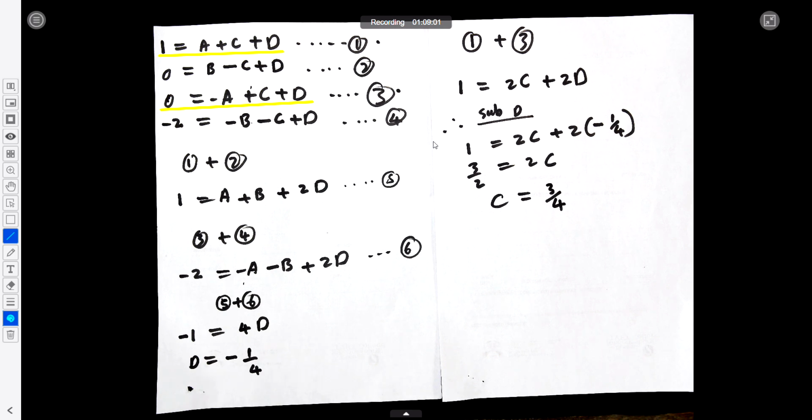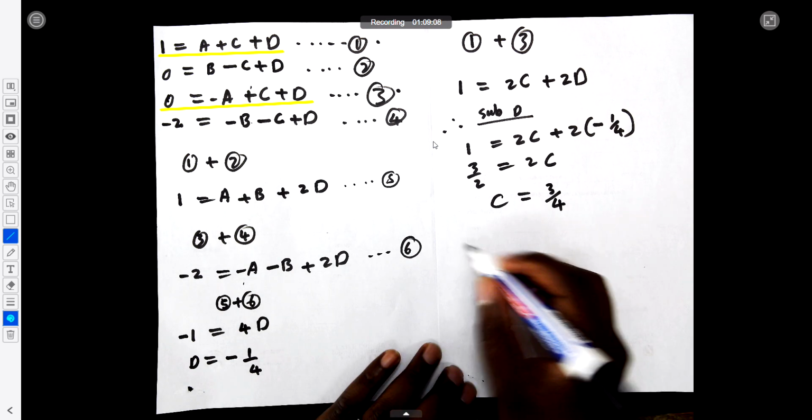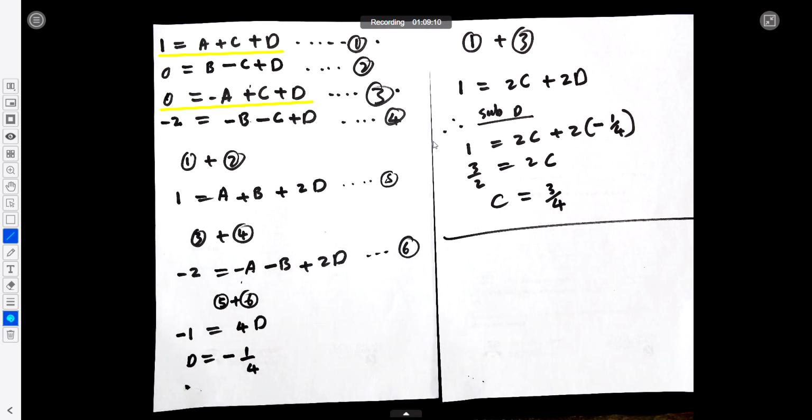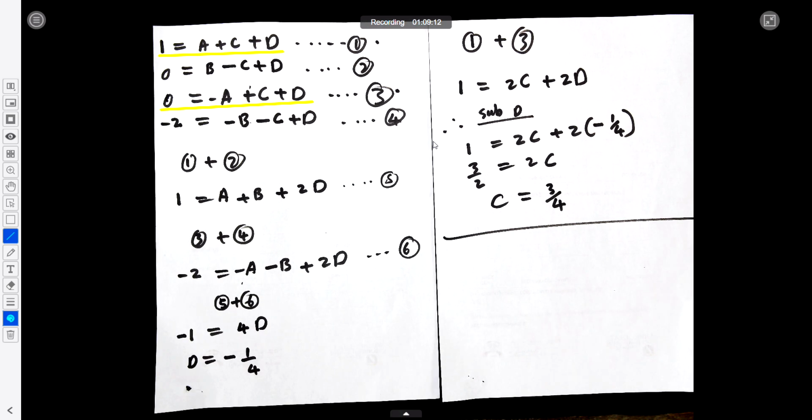I hope that is clear. So what we utilized now was the odd equations 1 and 3. Already we had D, so we just substituted and got C. So we have to do the same thing. Or let's see if we can manage to calculate A, then go and eliminate the equations. I think we can utilize equation 1, right? To get A. We can utilize equation 1 to get A because it consists of C and D.